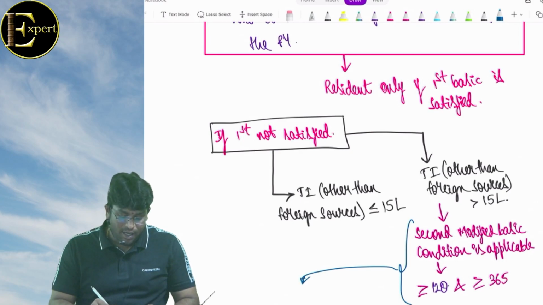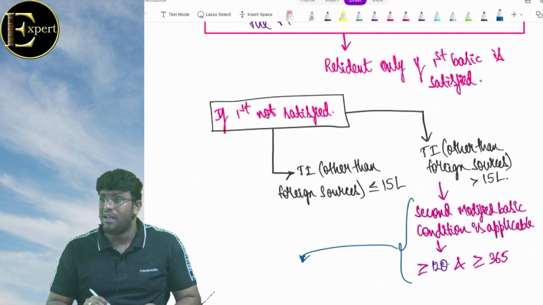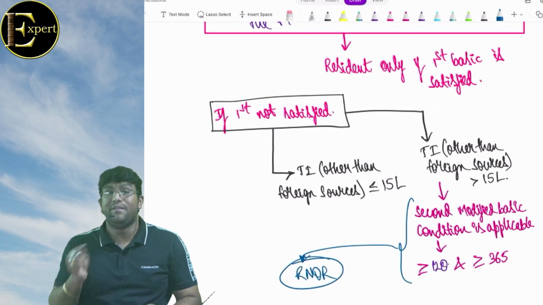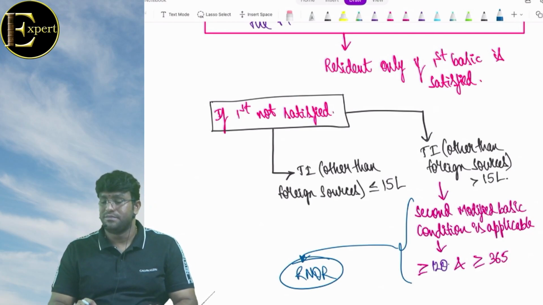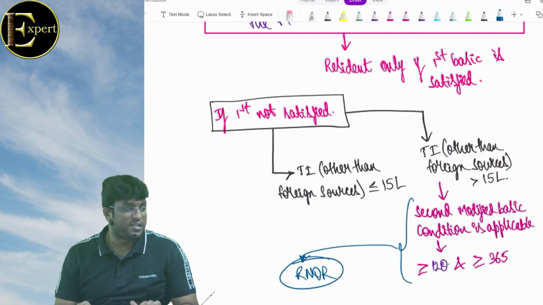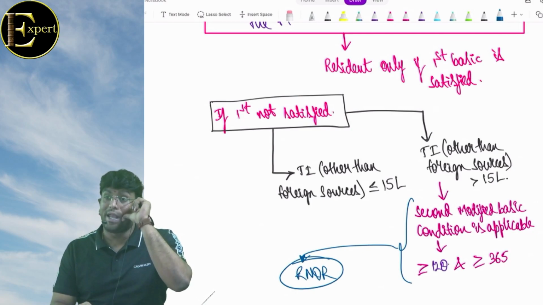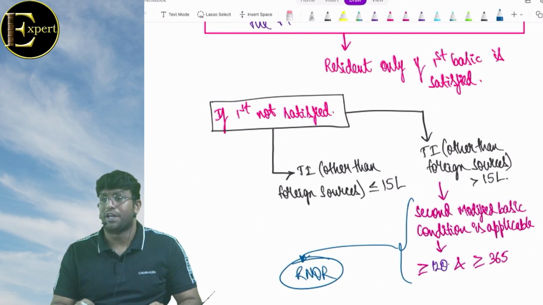I repeat once again, sir. This gentleman satisfying the second modified basic condition, in that year, he cannot become ROR. We'll call him RNOR, even if additional conditions are satisfied. Even if additional conditions are satisfied, we will not call him ROR, we will call him RNOR. Is that getting clarity? Everyone? Come on.